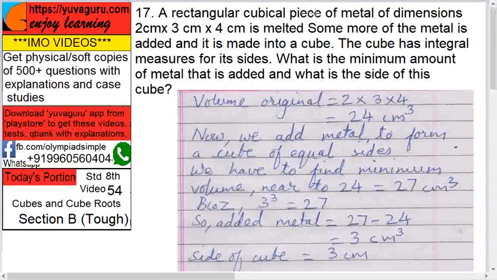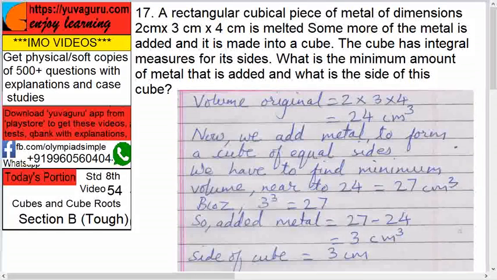Next, a rectangular piece of metal of dimensions 2 centimeter by 3 centimeter by 4 centimeter is melted. It means there is one piece of this dimension, and it is melted. Some more of the metal is added and it is converted into a cube. The cube has integral measures for its sides. Integral measures means equal sides, length, breadth and height equal. What is the minimum amount of metal that is to be added and what is the side of the cube?